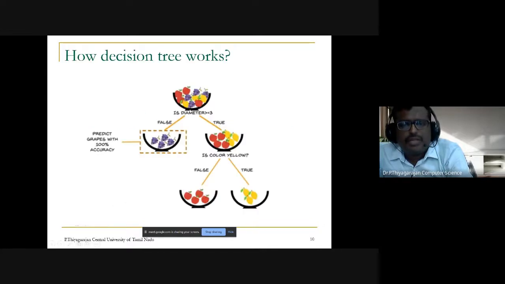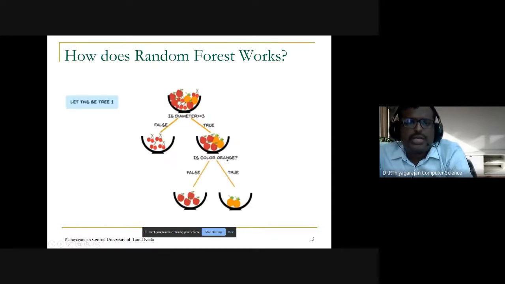Similarly, if we have 3 different fruits, like instead of cherry, if we have grapes, again the diameter will work perfectly. So how does the random forest work? As I said, again you have a basket which contains cherry, apple, and orange, and again you filter with diameter. If you filter with diameter, cherry will go in one basket, and apple and orange will go in another basket. Filter with color, then we can segregate the fruits. This is tree 1.